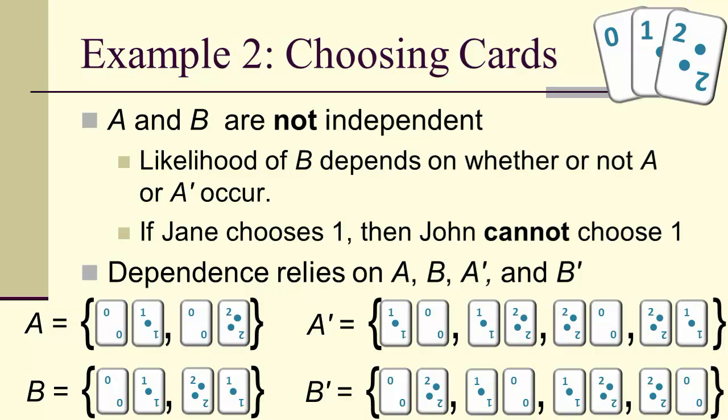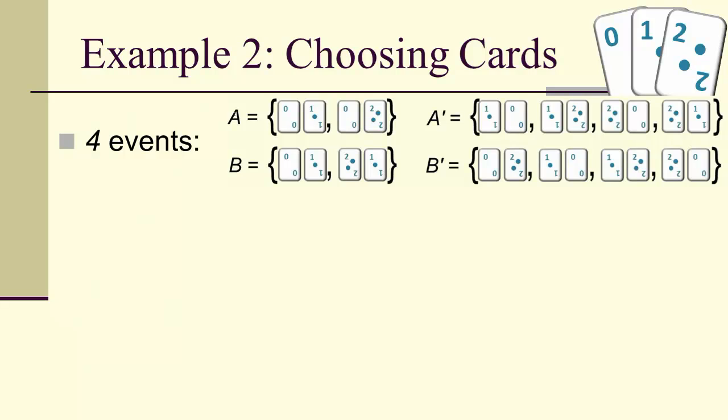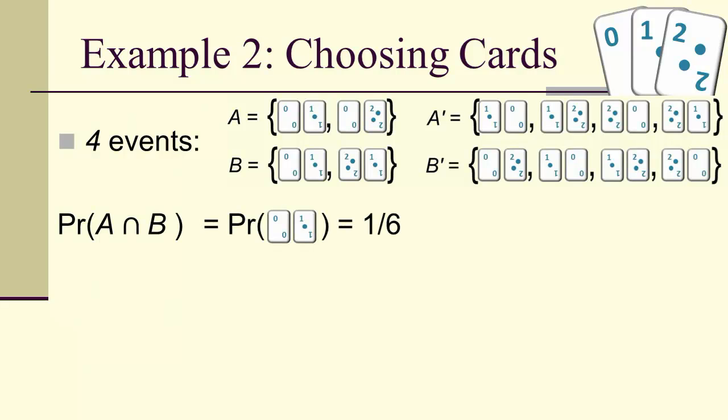They're not independent. What happens in B depends on whether or not A or A prime occurs. If Jane chooses 1, John cannot choose 1. And dependence then relies on A, B, A prime, and B prime, and here are A, B, A prime, and B prime written in terms of the actual card pairs that would be in there. So we have 4 events. The probability of A intersect B, the probability of A and B simultaneously, is that single card pair, and that's 1/6. And therefore the self-information from A and B simultaneously is the log base 2 of 6. It would actually be the negative log base 2 of 1/6, the probability, but we can write that as log base 2 of 6.